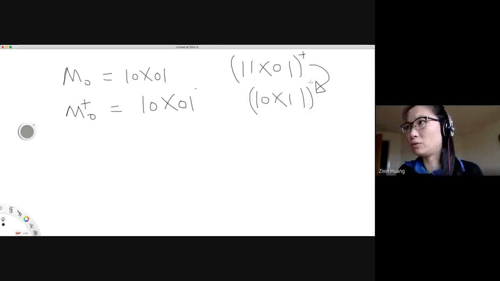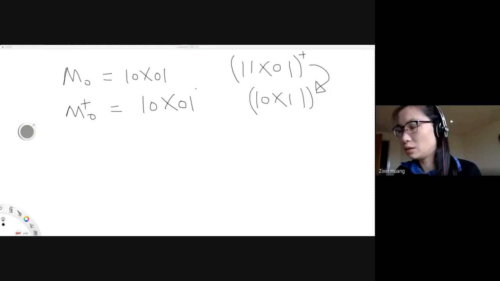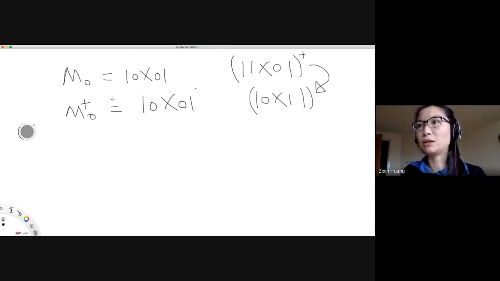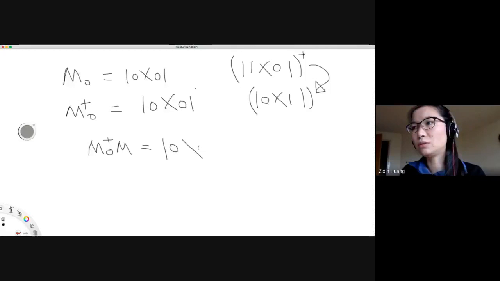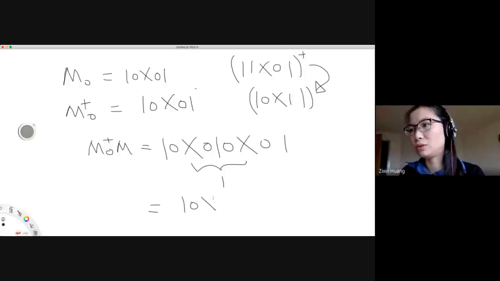So I'm not sure if you've seen this before. If you haven't, don't worry too much about it. Okay, so I have M0 dagger, which is exactly equal to M0. So now if I put those two things together, M0 dagger M is just 0, 0. Then now you have the M0, 0. Okay, so this is an overlap of 0 and 0. So this thing is equal to the scalar number 1. So this at the end just gives you 0, 0 back.